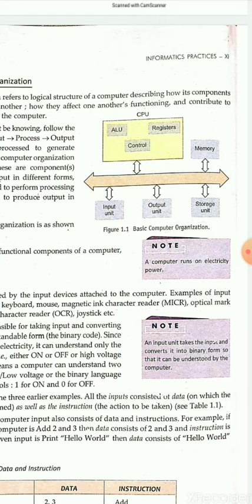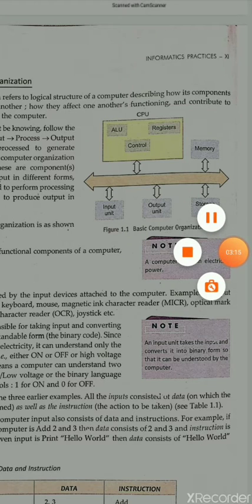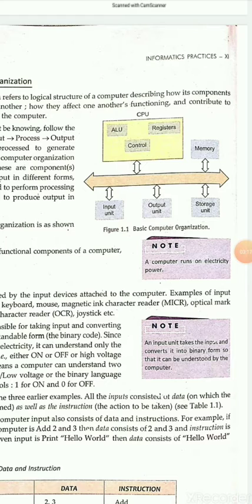Now the third one is the output unit. The output unit is a collection of those devices that are used to produce output from our computer. For example, we have monitor, printer, speaker, etc. And then last but not least, the storage unit is a collection of those devices which are used to store data and information in our computer.